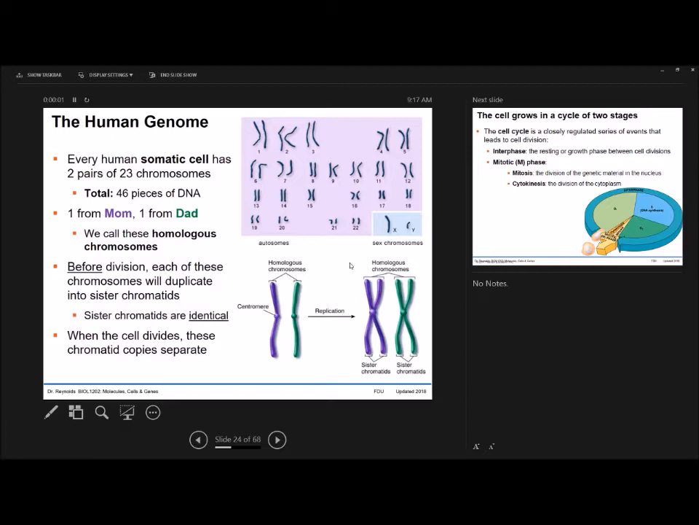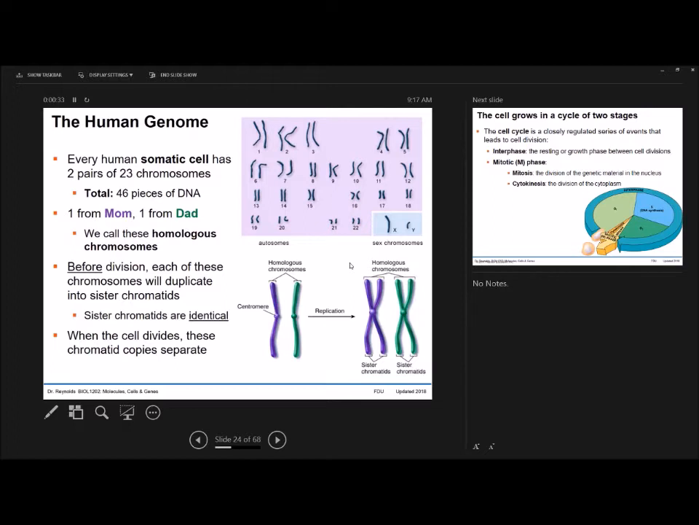All right, so the human genome, right? And we are talking about somatic cells here, not gametes, not egg and sperm, everything else. Literally everything else in your body is a somatic cell. Mitosis is the rule, not meiosis. Somatic cells are the rule, not gametes. You have 23 pairs of chromosomes. One from mom, one from dad.